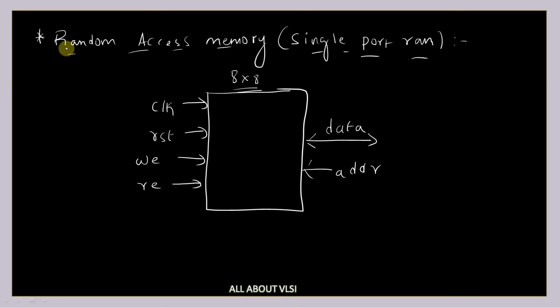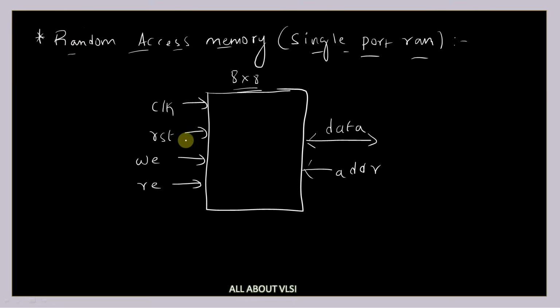Now this RAM basically works on the positive edge of the clock, and if we apply the reset signal, all the memory locations will get reset. So in total we have 8 locations and each location is 8 bits wide. Now if we want to write any data into this RAM, we should make sure that our write enable is equal to 1. Then only we can write the data into this RAM.